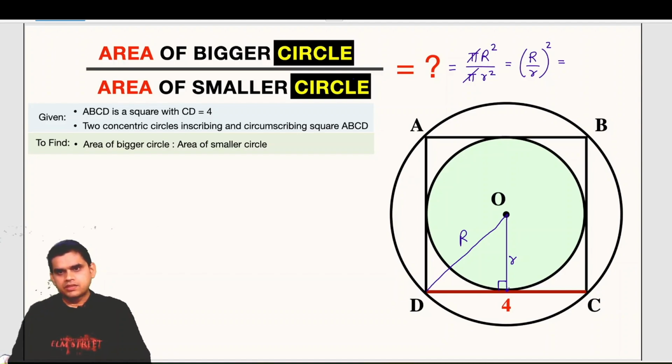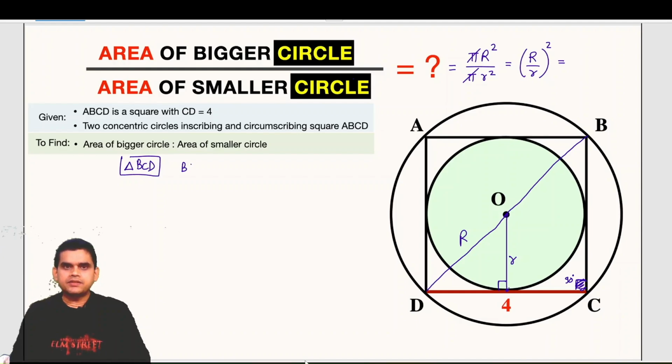For that, first of all, points D and B form the diagonal of this square and it will pass through the center of these concentric circles. Also, ABCD being a square, this angle C will be 90 degrees. So now let us focus on triangle BCD. This is a right angle triangle at C. So we will apply the Pythagoras theorem here.